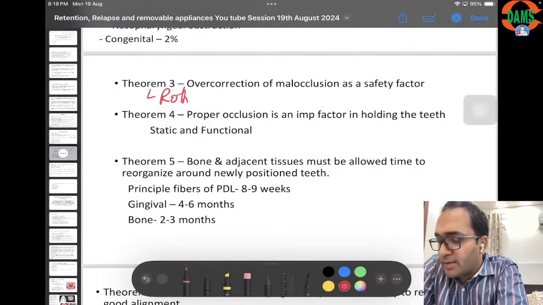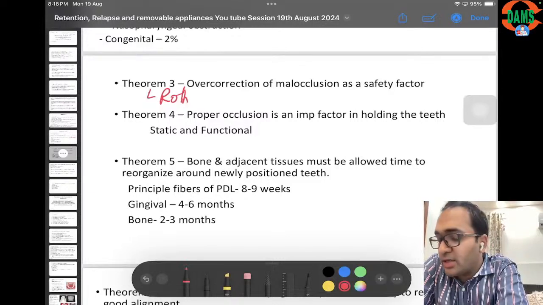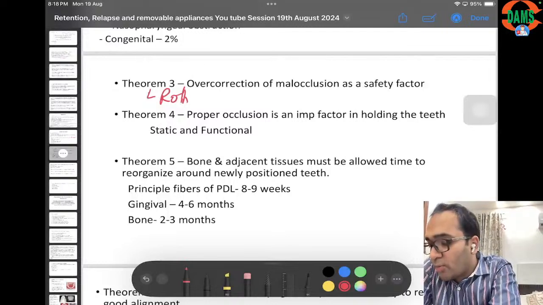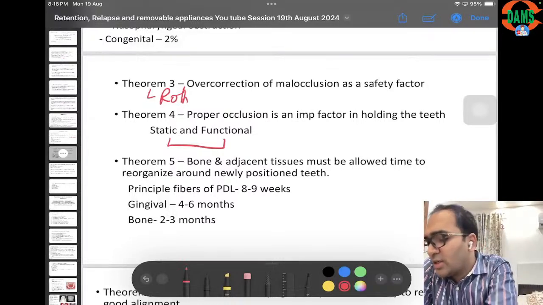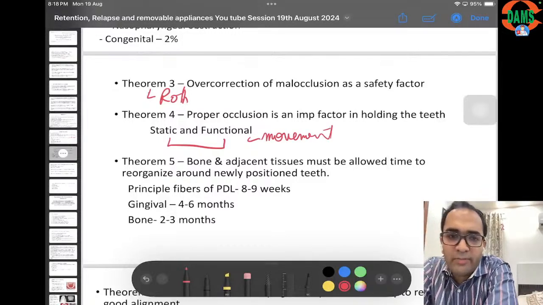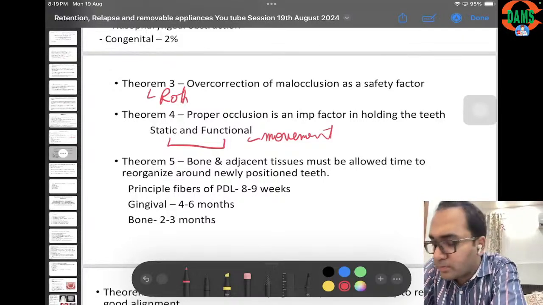Okay. Next, proper occlusion is an important factor in holding the teeth. That is maximum intercuspation. And there are two concepts in proper occlusion, that is static and functional. Static is the one in centric occlusion, and functional occlusion is the one during movement of the teeth, like chewing, speaking. The occlusion should be stable at that time.